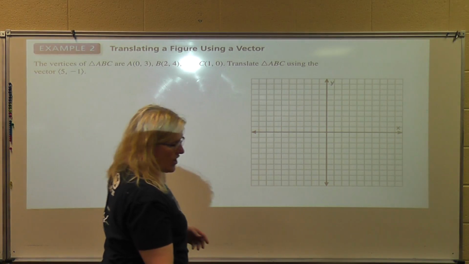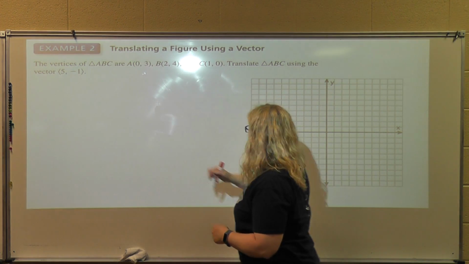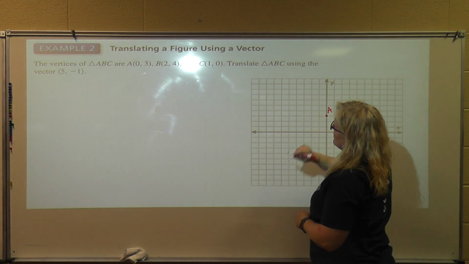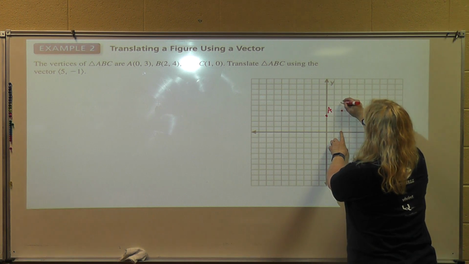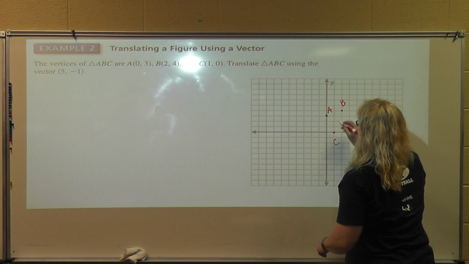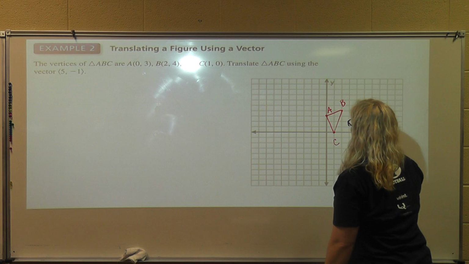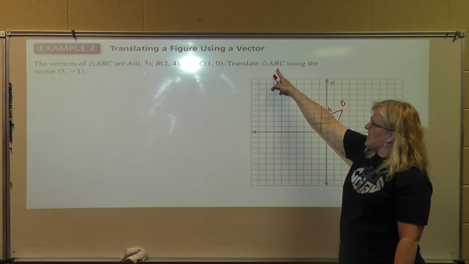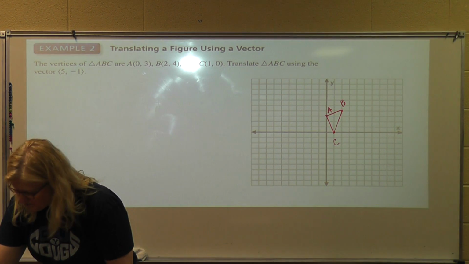Okay, so first of all, this is where you're going to want your graph paper. A is 0, 3, so there's A. B is 2, 4, so 2, 4 is right here, this is B. And C is 1, 0. Okay, so we've got this nice triangle right here. And they want us to translate triangle ABC using the vector 5, negative 1.